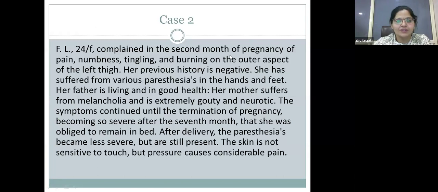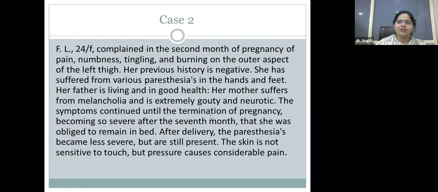She has complained in the second month of her pregnancy of pain, numbness, tingling, and burning on the outer aspect of the left leg. Her previous history is negative. She has suffered from various paresthesia in hand and feet. Her father is living and in good health. Her mother suffers from melancholia and is extremely gouty and neurotic.